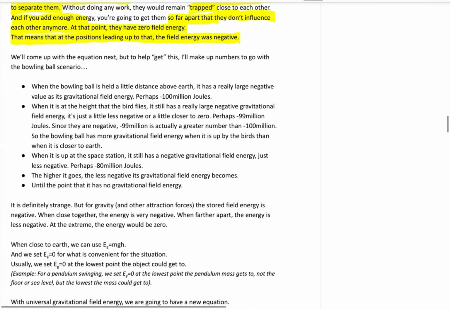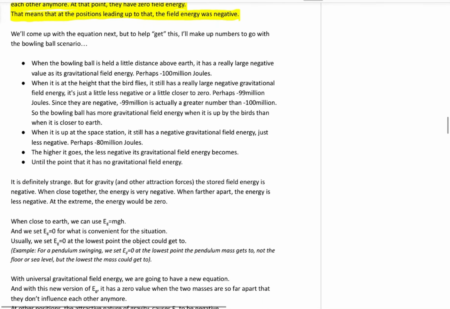Maybe it'll make sense if I just make up numbers. So not doing any math or anything crazy, just making up numbers. Let's say when the bowling ball is close to Earth, it's got a really, really large negative value, like negative 100 million. That's a big negative number. Maybe if I throw the bowling ball so high, I give it some energy to make it go higher. Maybe if we get it to where the bird flies, I've given it some energy so it's got more energy than it did before. It's kind of weird because of the negative, but maybe it's got negative 99 million joules. Negative 99 million is actually a greater number than negative 100 million.